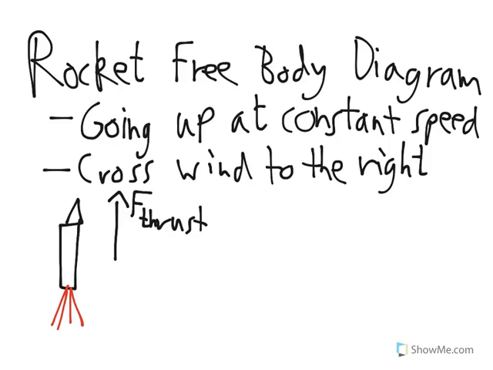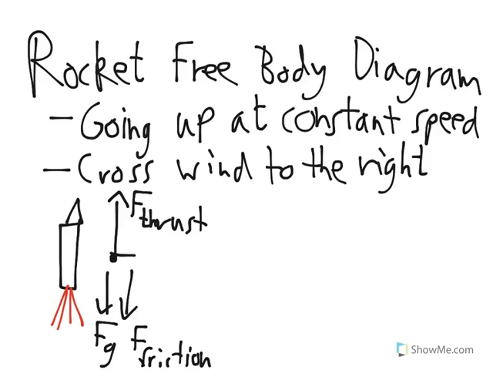Now, we mentioned in the problem that there's both gravity and air resistance. Since it's going straight up, both of those are going to be straight down. So force of gravity, and then force, we'll call it friction. And then the last part of the problem is there's a crosswind, so we'll call it the force of the wind blowing to the right.